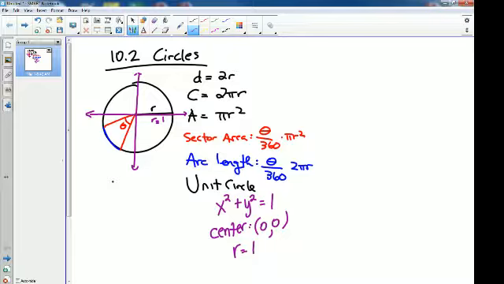Now, here's something that you might know from the unit circle. What are the x values of the coordinates? Cosine. x squared plus y squared is 1, so cosine squared plus sine squared is 1. So an identity. This is where the identity comes from. Sine squared plus cosine squared.